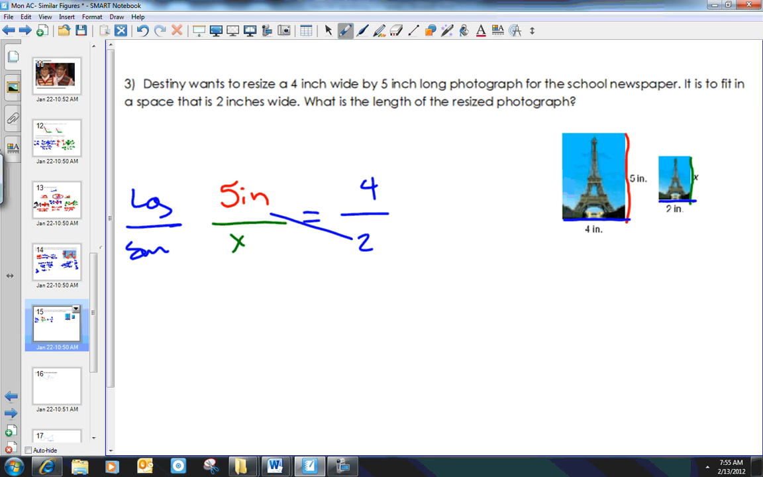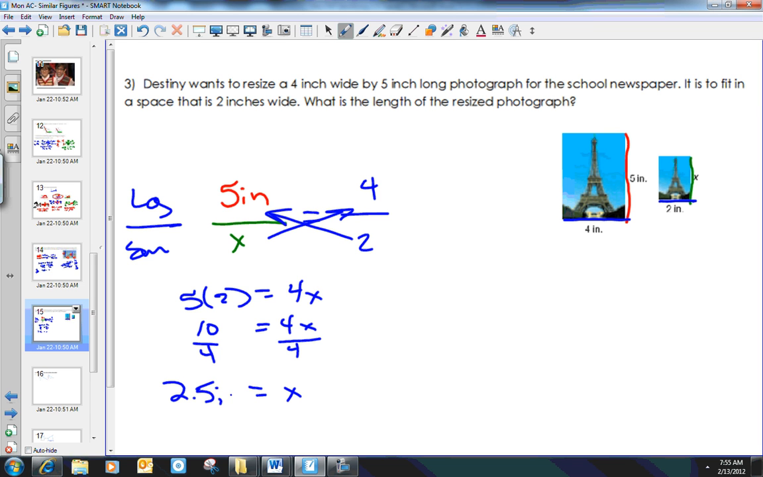Now, 5 times 2 will equal x times 4, and I'm going to write that 4x. The x should always come second. So I know that this is 10 equals 4 times something. To find out what that something is, I've got to divide by 4, and x ends up being 2.5 inches.